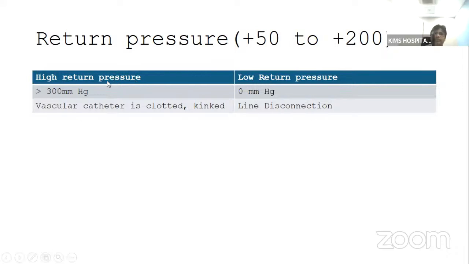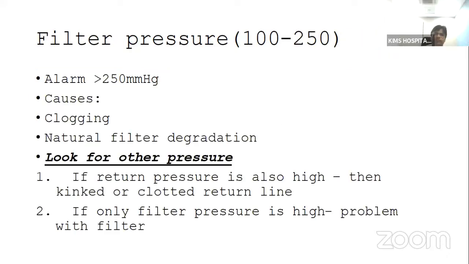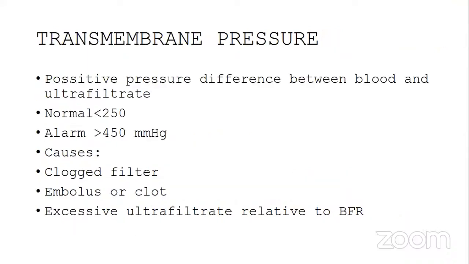If the high return pressure is above 300 mmHg, consider that the vascular catheter is clotted or kinked, and one has to go and check the position of the catheter. If there is a low return pressure, we have to check whether there is any disconnection. So this is about the filter pressure which we discussed earlier, and last is the transmembrane pressure.